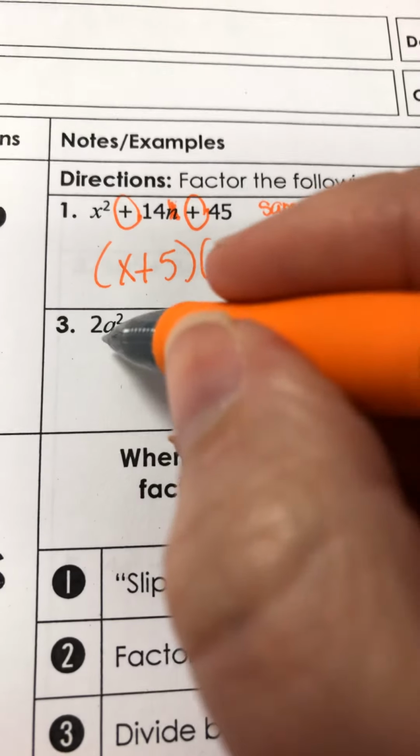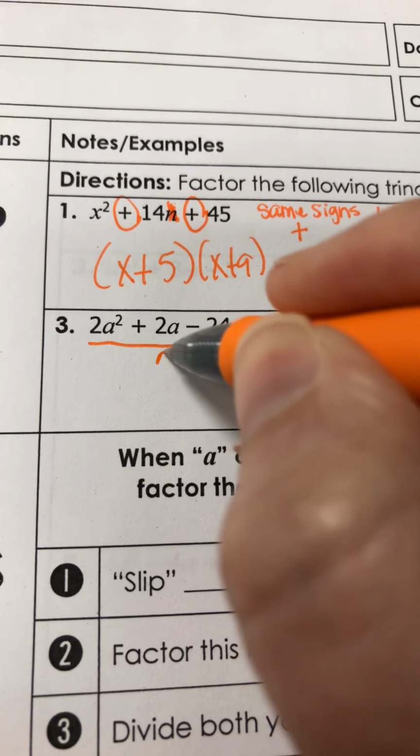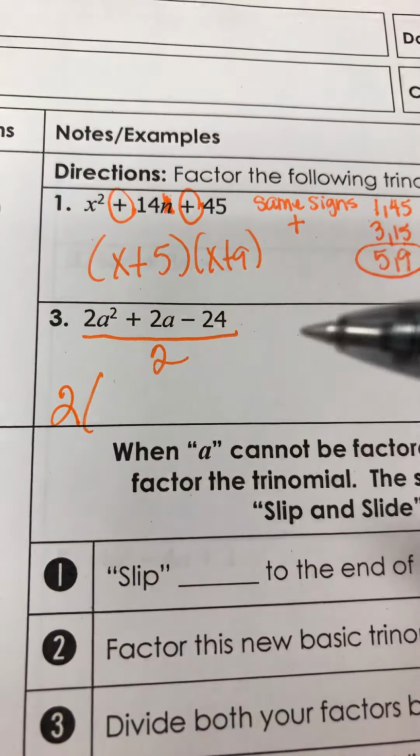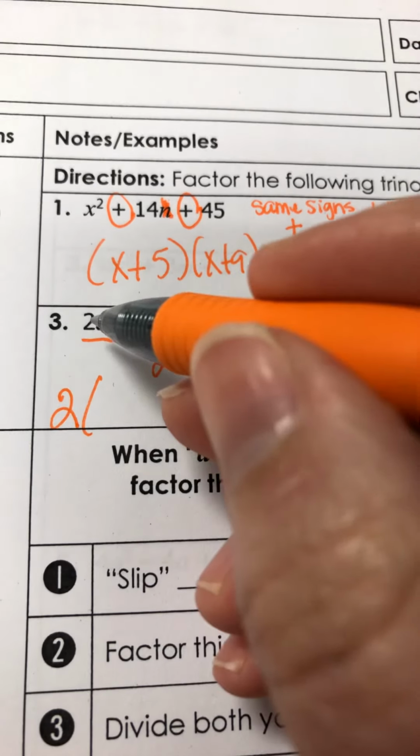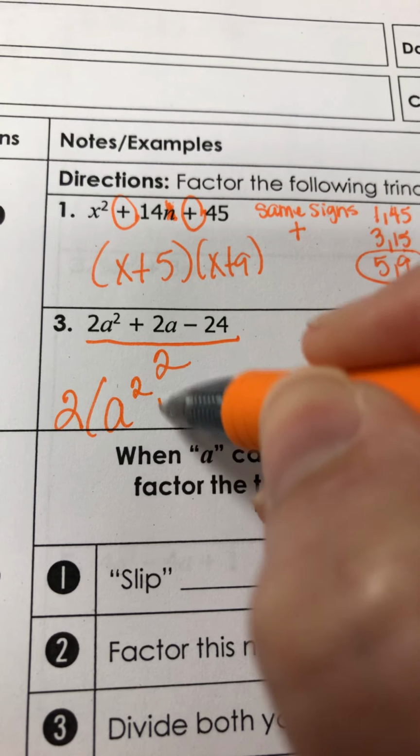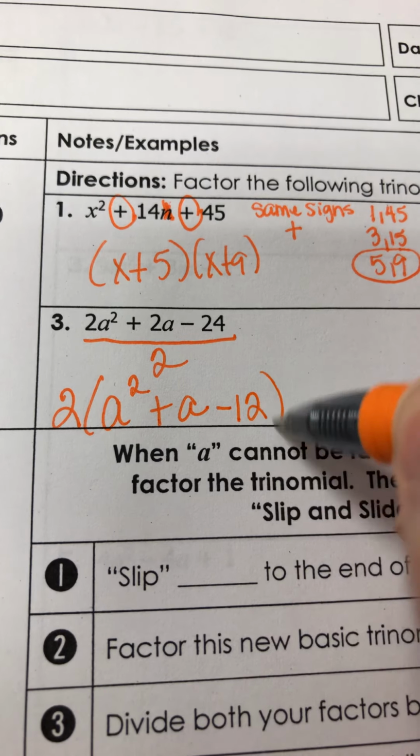Number 3, the first thing I notice is that I have 2, 2, and negative 24. There's a GCF there of 2. Your GCF should always be in the front of your parenthesis. So 2 divided by 2 is 1a squared. 2 divided by 2 is 1a, and negative 24 divided by 2 is negative 12.